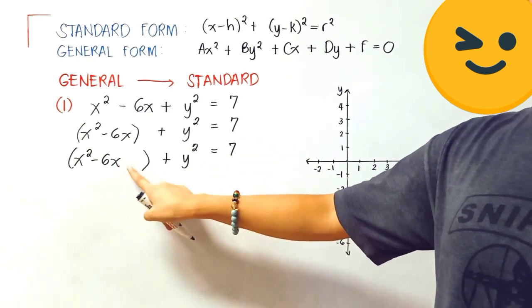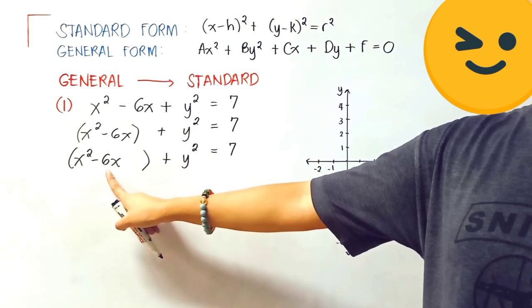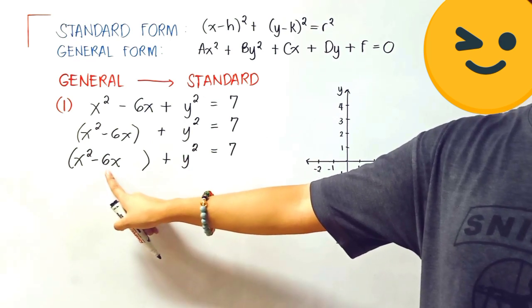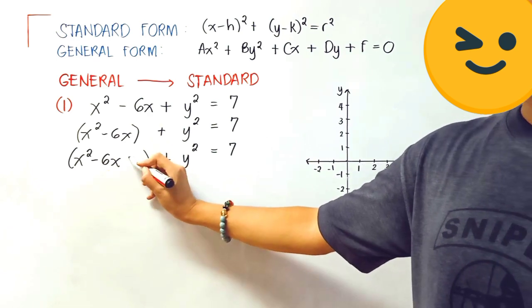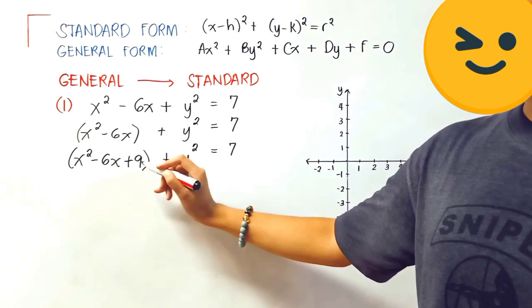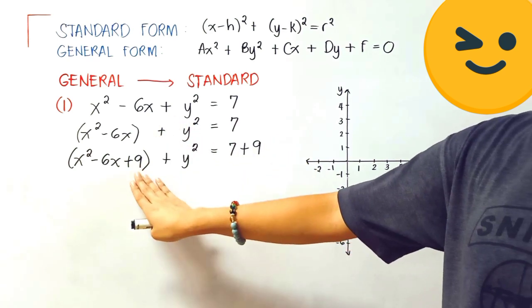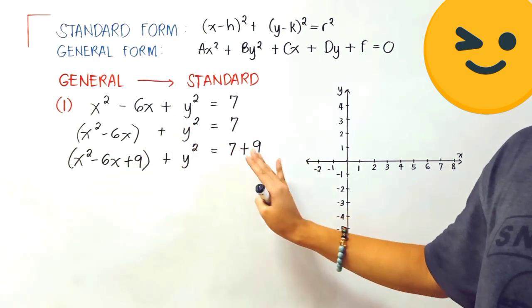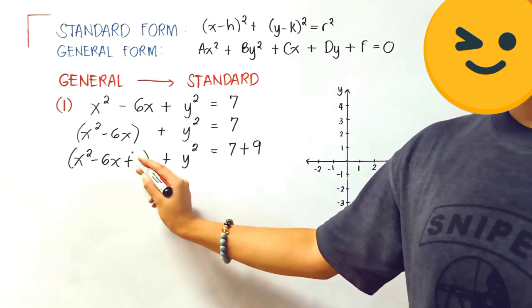Now the appropriate constant to be placed here should depend on your middle term. So negative 6 divided by 2, that's negative 3. Squared it, so that will give us positive 9. Now also place positive 9 on the right side, since whatever you do on the left side should also be done on the right side to retain the equality symbol.